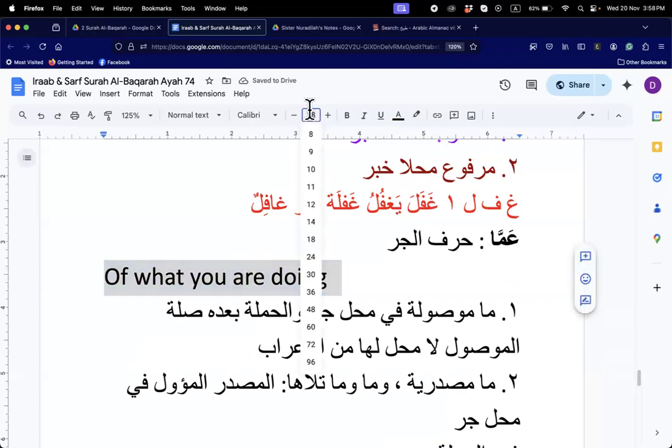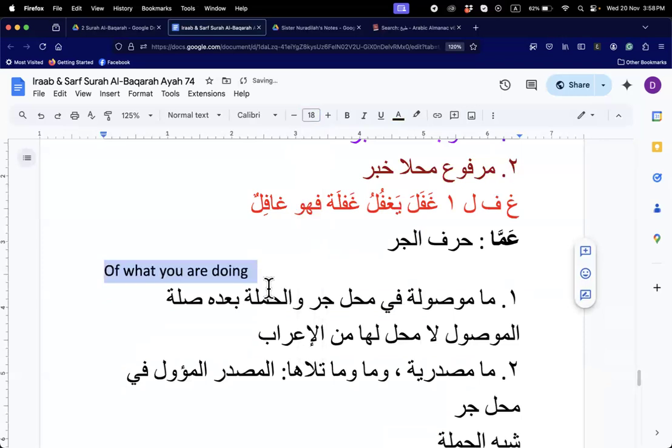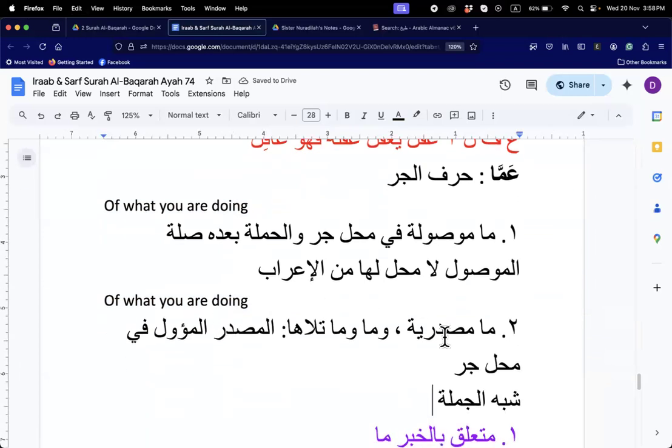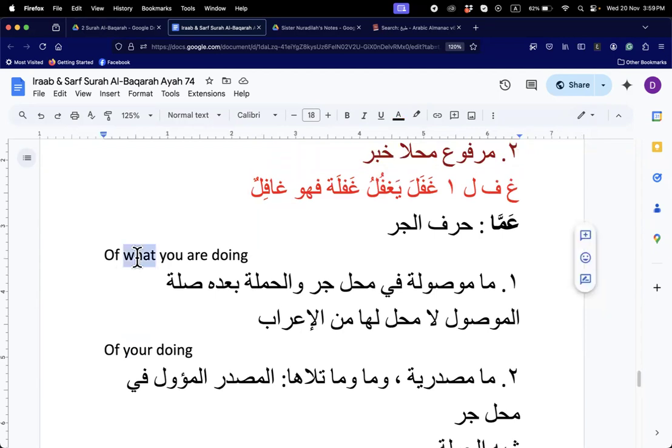If it's masdariya, how to translate? Another way of translating of. If masdariya, it makes the fi'il after that together, think of it as an ism, the masdar. The masdar of amila just now is amal. So, not of what you do, but of your doing. Yes, exactly. Of your doing, of your action. That's the difference between mausul and masdariya. Mausul focuses on what you did, the thing itself. Masdariya focuses on the action, your doing. Clear?